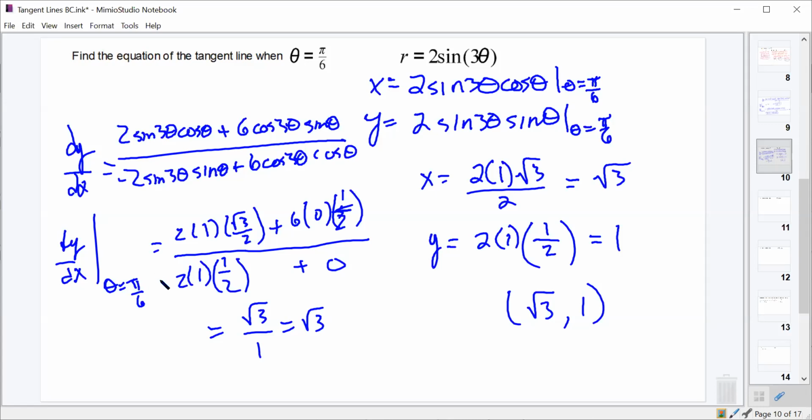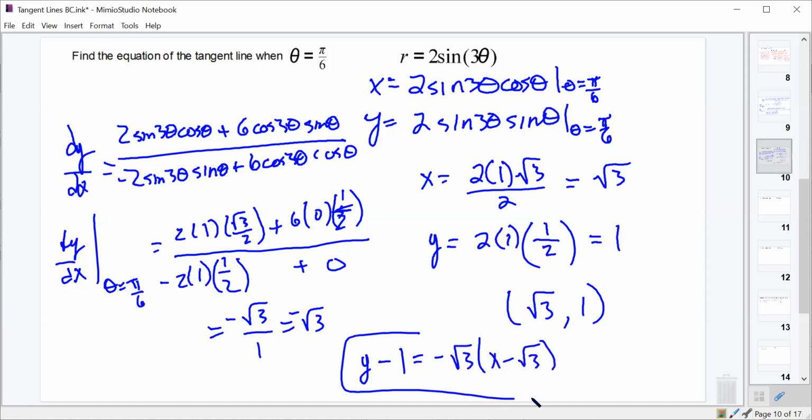Did I miss? Oh, I missed my negative out in front. Yeah, sorry. Negative root 3. Good? All right, so what's our equation? Should be y minus 1 equals negative root 3 times x minus root 3.